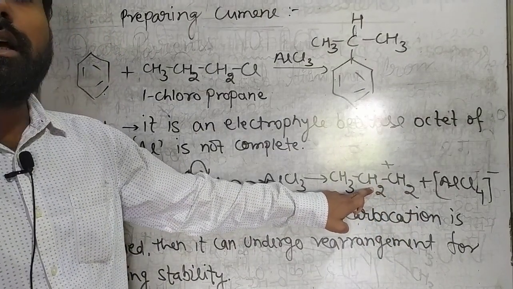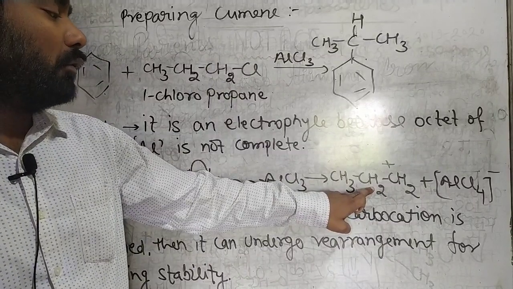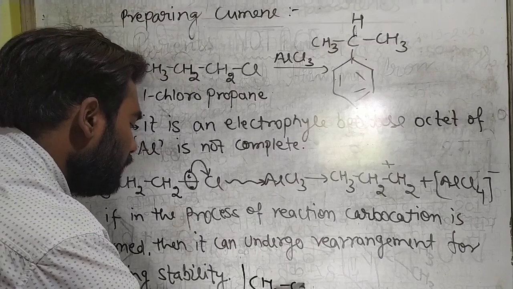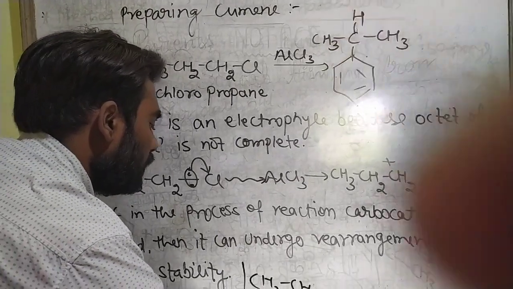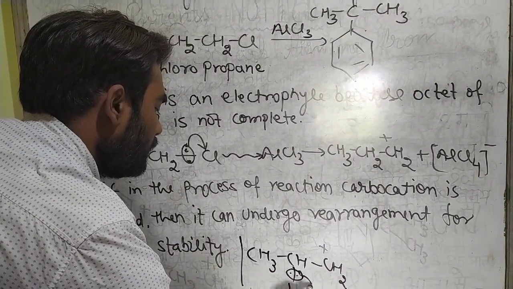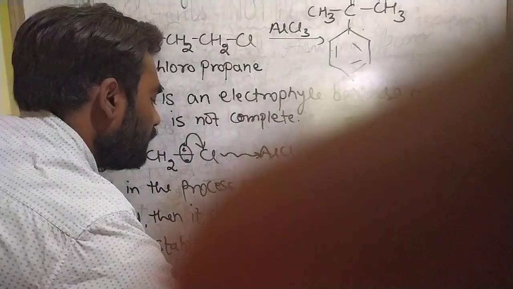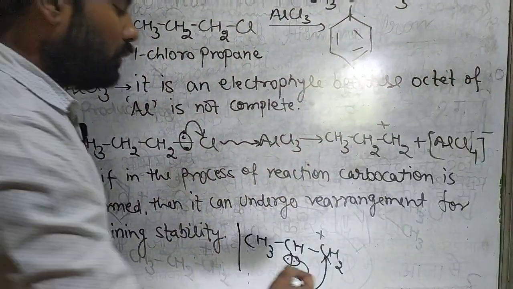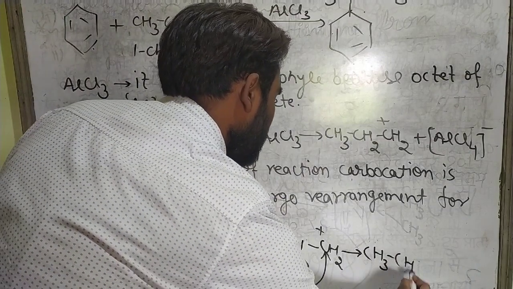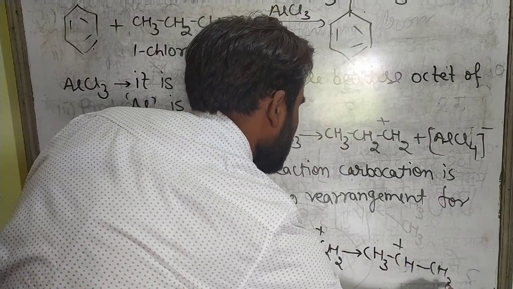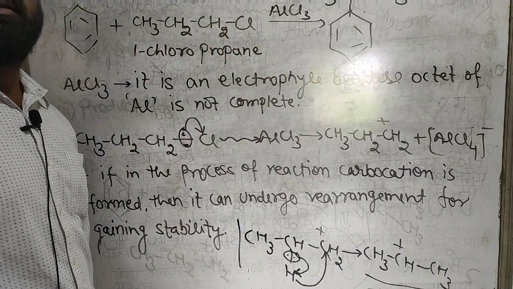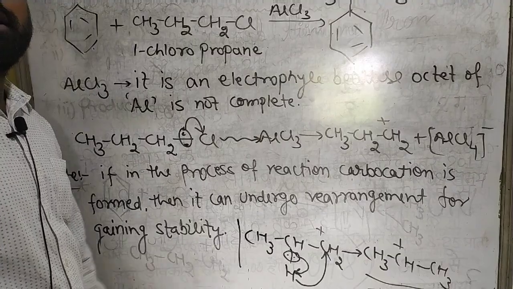the adjacent carbon. There will be a hydride transfer from the adjacent carbon that will make CH3CH, this electron will move towards hydrogen, and this hydrogen will get attached to the 1 degree carbocation. Now CH3CH+CH3 will be the electrophile for this reaction. This will be the desired electrophile for the reaction.